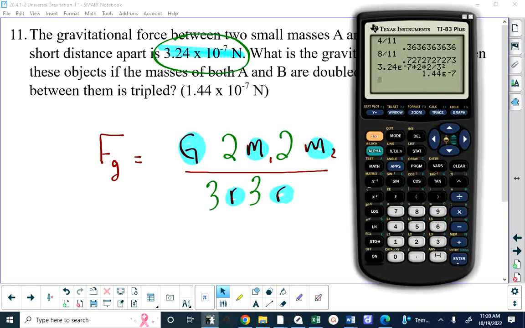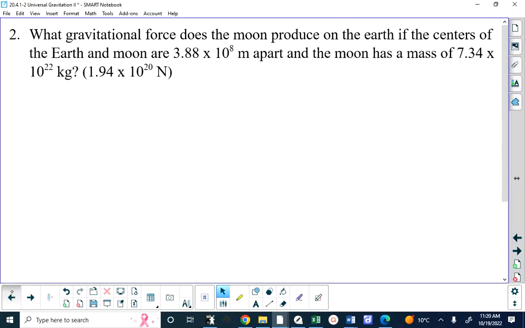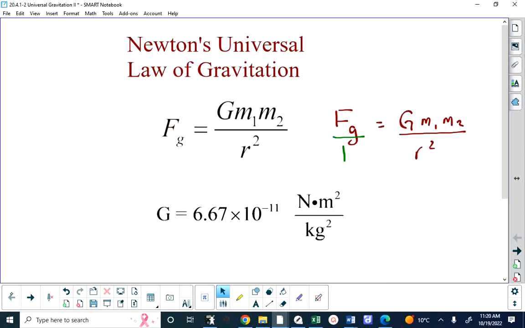Is that, for everybody, is that helping out? Because I know we did these before, but it takes a while to get mastery in these types of questions. All right, so as we move forward here, everyone, I am going under an assumption, and I mentioned this yesterday, that if I give you 2 masses in the distance, you can find the gravitational force.